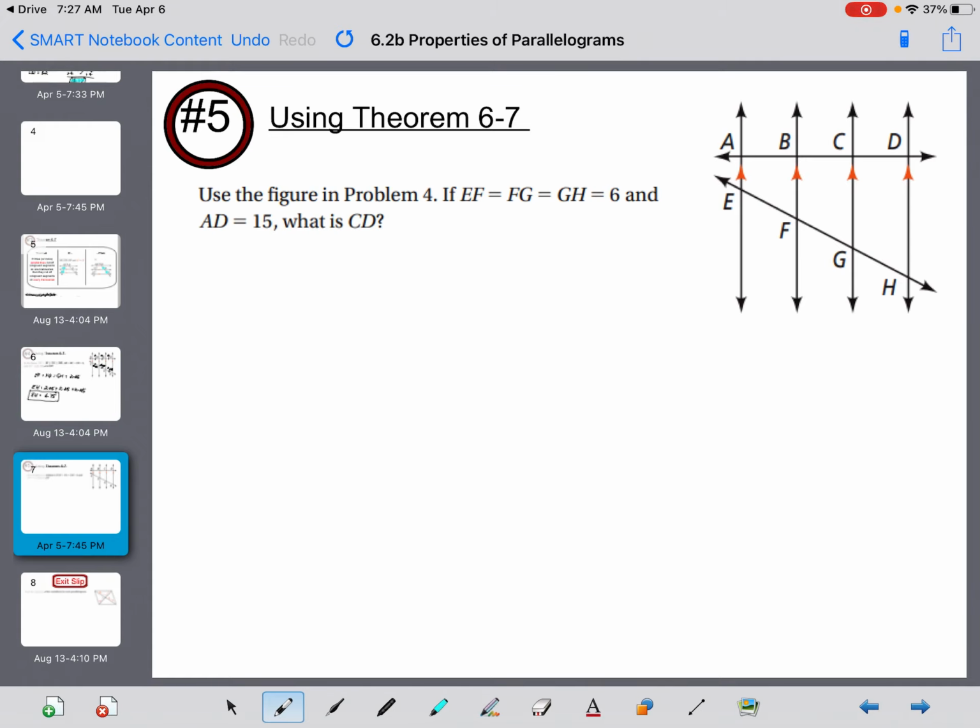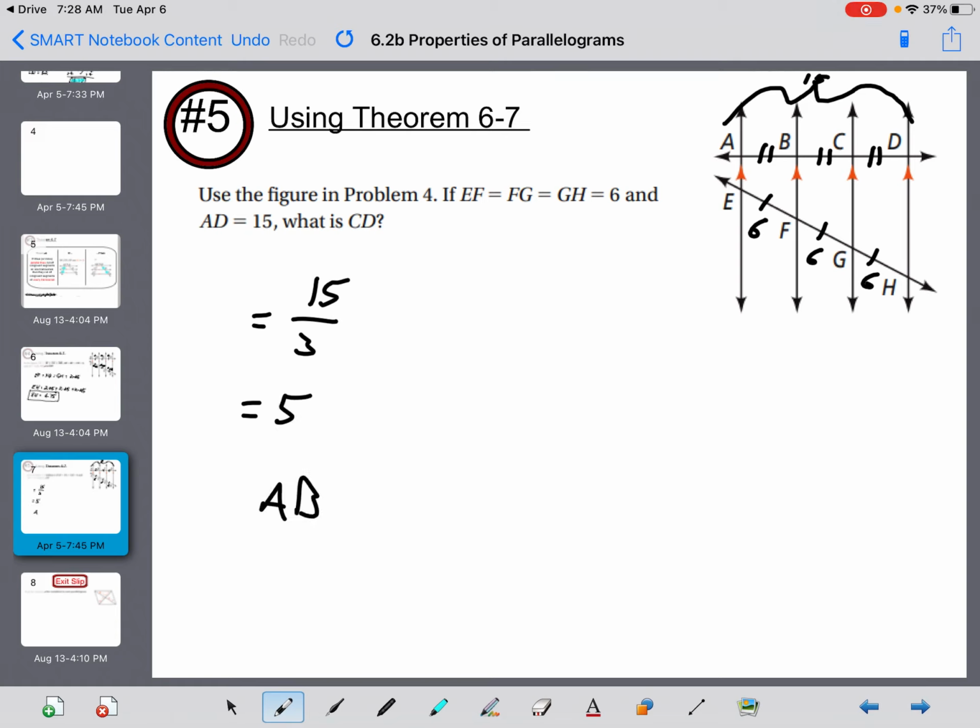Now we have EF, FG, and GH being equal to 6. We have the entire length of AD equal to 15. What is CD? Well, here we have 3 pieces, so 15 over 3 equals 5. So AB is equal to BC is equal to CD, which is equal to 5.